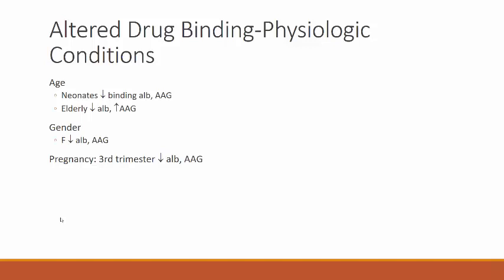So what's going to alter the binding proteins? Well, I'm going to just go through these. I don't expect you to memorize them, but I want you to be aware of all these things that can affect our binding proteins. So age: neonates will have less binding to albumin or AAG. The elderly will also have less albumin around, but they have more AAG.